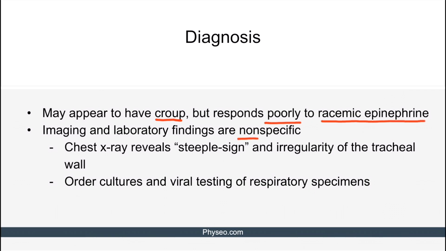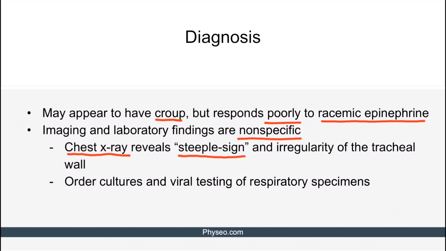Imaging and lab findings are also nonspecific. For example, a chest X-ray in a patient with bacterial tracheitis may appear similar to that of a patient with croup with a steeple sign secondary to subglottic tracheal narrowing. Additionally, there may be visible irregularity of the tracheal wall on X-ray due to the exudates present, which is a more specific imaging finding for bacterial tracheitis.